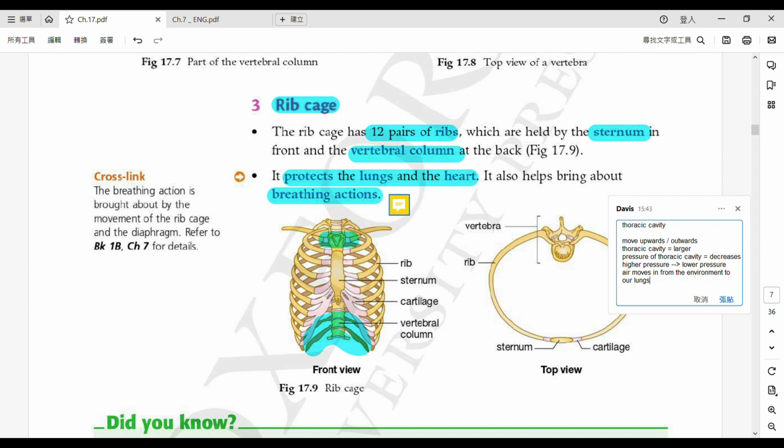Okay? So always like this. Just one keyword 就係 thoracic cavity 啦，and air always moves from a place of higher pressure to a place of lower pressure. That's it. Okay? Pause the video and copy it down yourself.